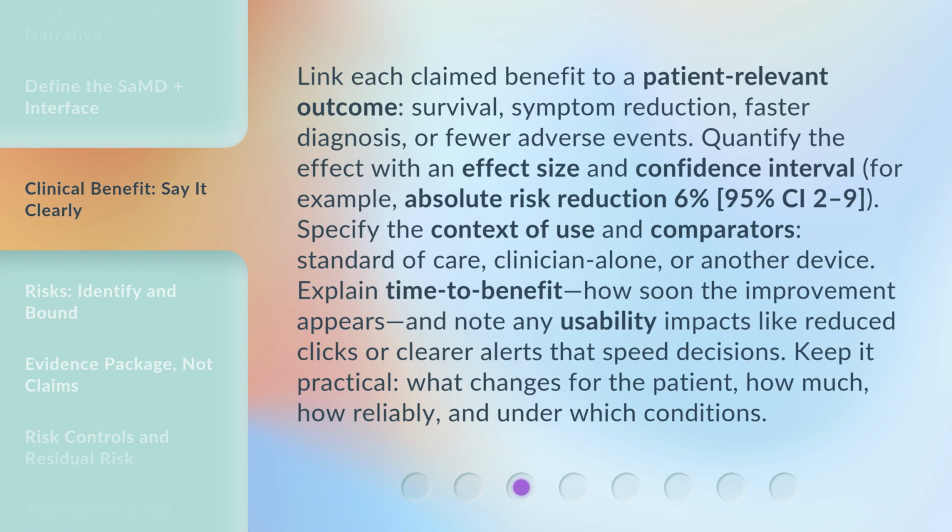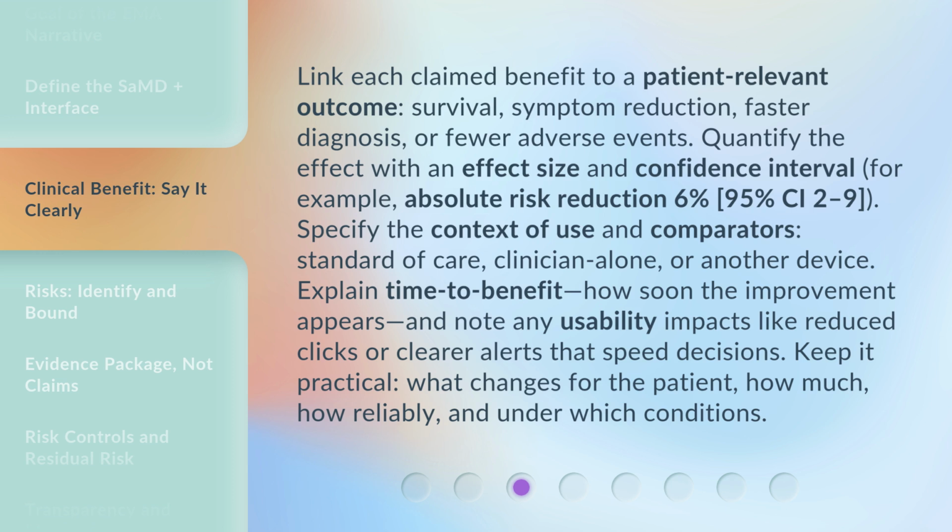Link each claimed benefit to a patient-relevant outcome: survival, symptom reduction, faster diagnosis, or fewer adverse events. Quantify the effect with an effect size and confidence interval. For example, absolute risk reduction 6%, 95% CI 2 to 9.